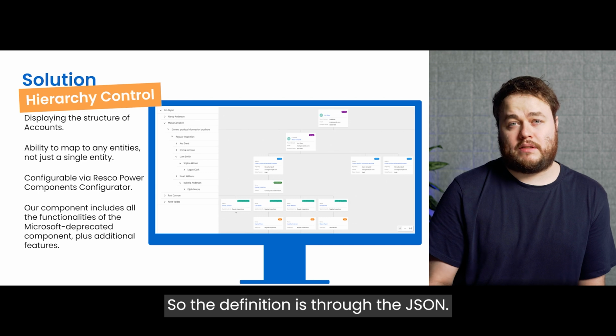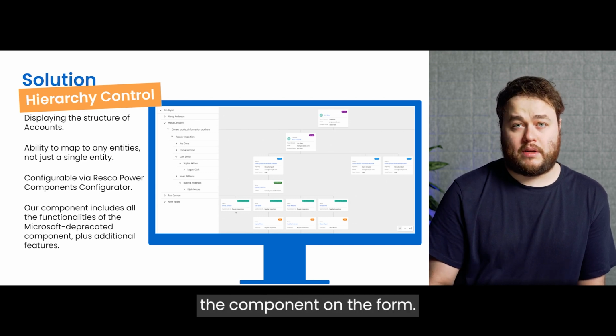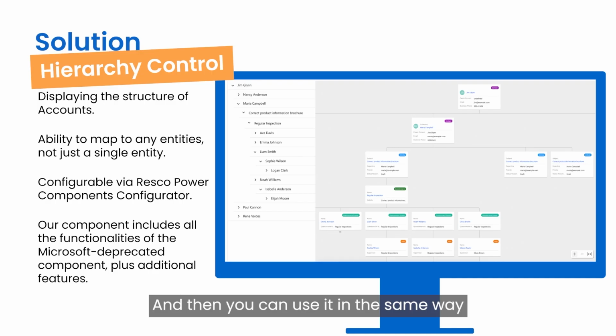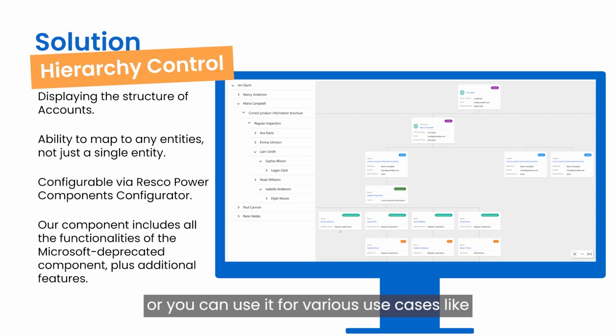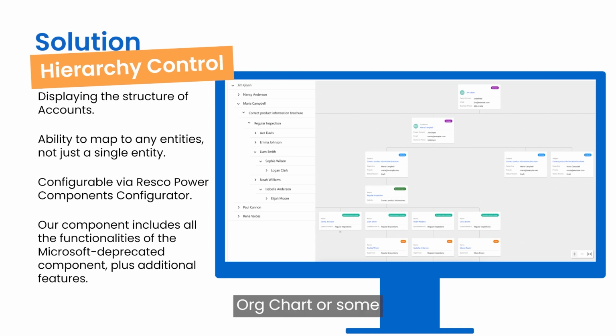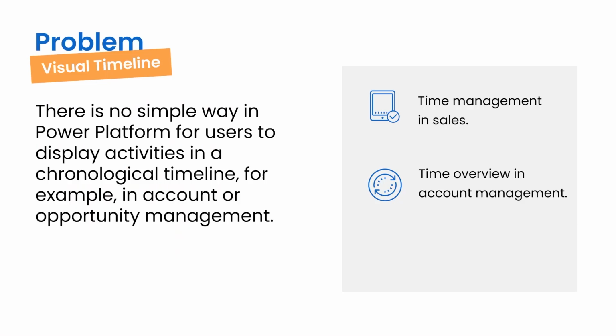So the definition is through the JSON. This JSON is used as a parameter when you're using the component of the form. And then you can use it in the same way how Microsoft provided the account hierarchy, or you can use it for various use cases like org chart or some product hierarchy, and various use cases depending on your needs.